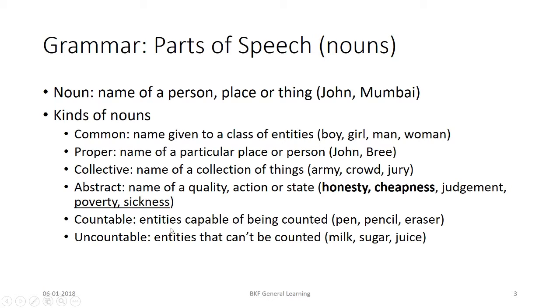Countable and uncountable nouns. So entities capable of being counted, such as pen, pencil, or eraser, are countable nouns. Entities that cannot be counted and can only be measured are known as uncountable nouns. So for example, milk, sugar, and juice.